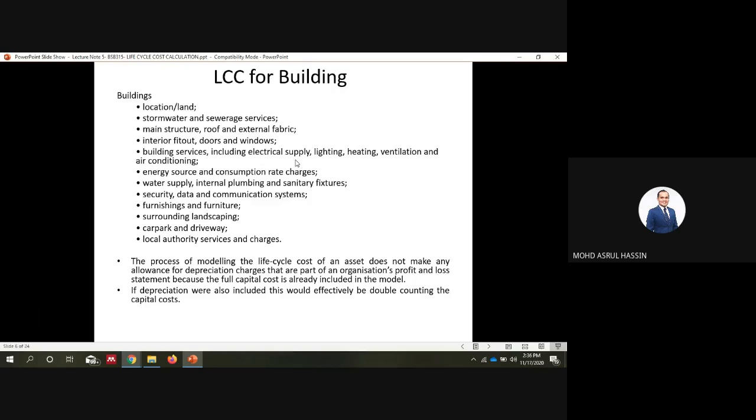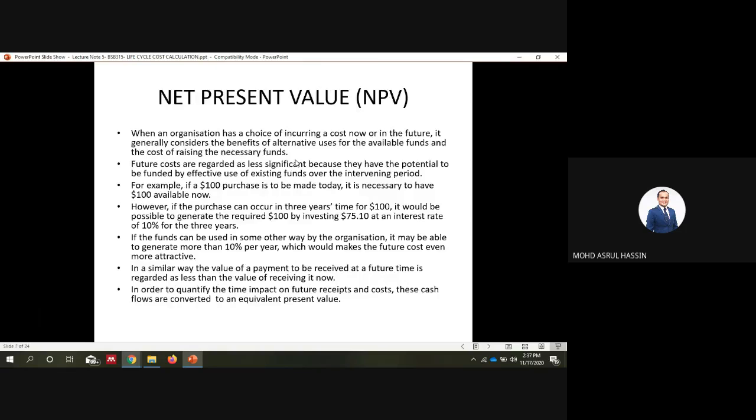The process of modeling the life cycle cost of an asset does not make any allowance for depreciation charges that are part of an organization's profit and loss statement, because the full capital cost is already included in the model. If depreciation were also included, this would effectively be double counting the capital cost.